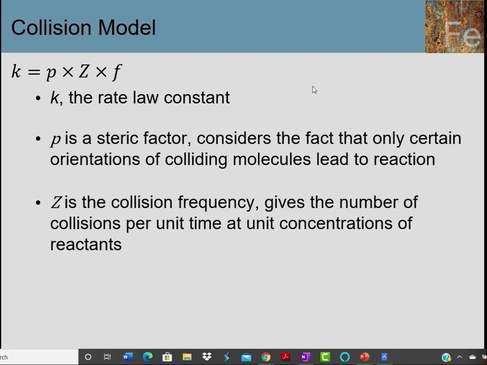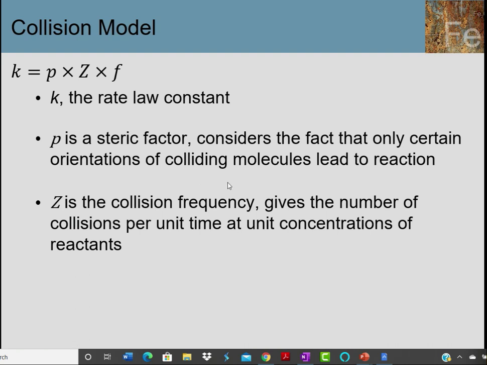The Z is called the collision frequency. It gives the number of collisions per unit time at a unit concentration of reactants. How often, per unit concentration, do the molecules collide with one another? Again, not very dependent on anything other than the number of molecules, but that's already built in there. How many collisions take place in a unit of time? It depends a little bit on how big the molecules are, how easy they are to bang into one another, and the like.